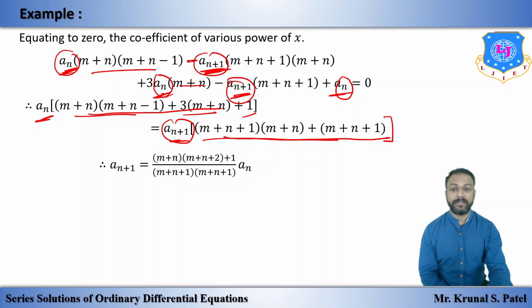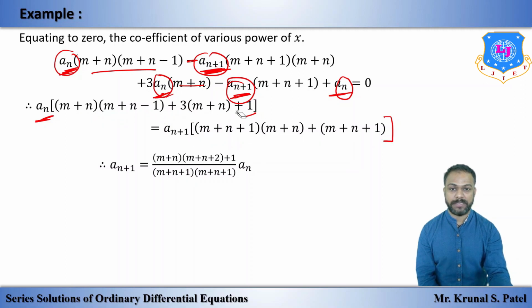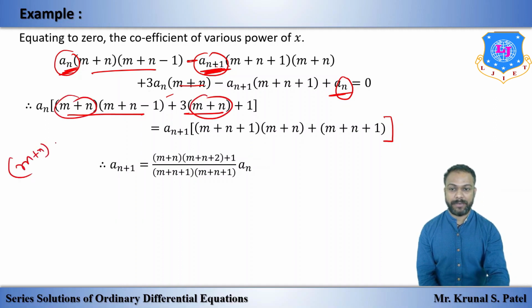How is this simplified? Observe that I am just explaining. From the first two terms we take m plus n common, so we have m plus n, and in the second bracket we have m plus n minus 1 plus 3, so it becomes plus 2, this one, and we have plus 1 as it is.